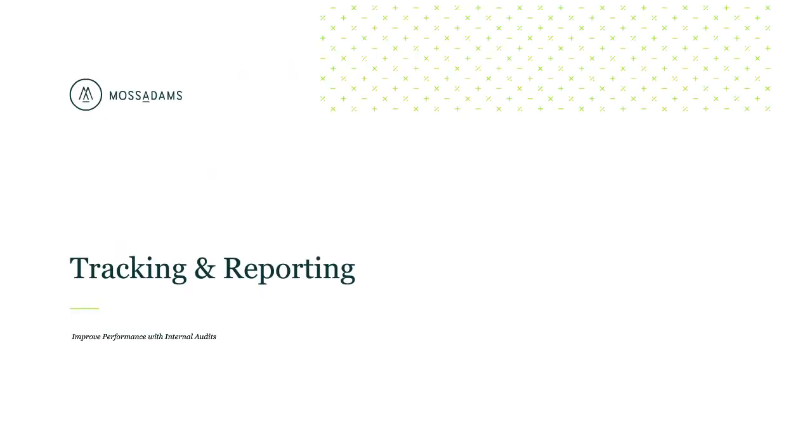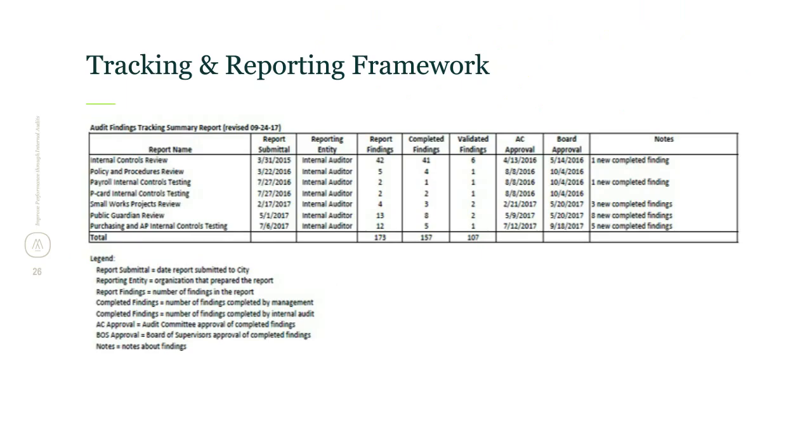So the final element of components is reporting and tracking. Again, like policies and procedures, working on them maybe doesn't feel like the most exciting thing, but here are some practical examples from clients that we work with. I know you can't probably read all the detail, and it's not necessarily intended for that, but here's a summary page of active internal audit projects for a particular client, when they were completed, how many findings were in them, how many findings have been completed, and how many findings have been validated.